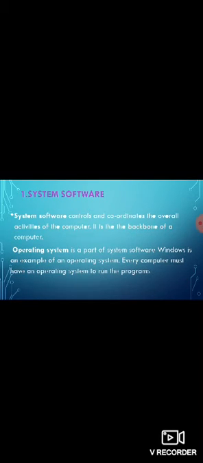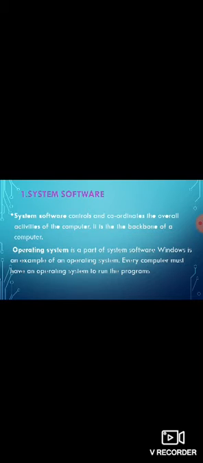System software controls and coordinates the overall activities of a computer. It is the backbone of the computer. Okay, you can consider it as the principal of your school, who controls and manages the different activities of the school. Okay, so like the principal, the system software controls and coordinates the computer.